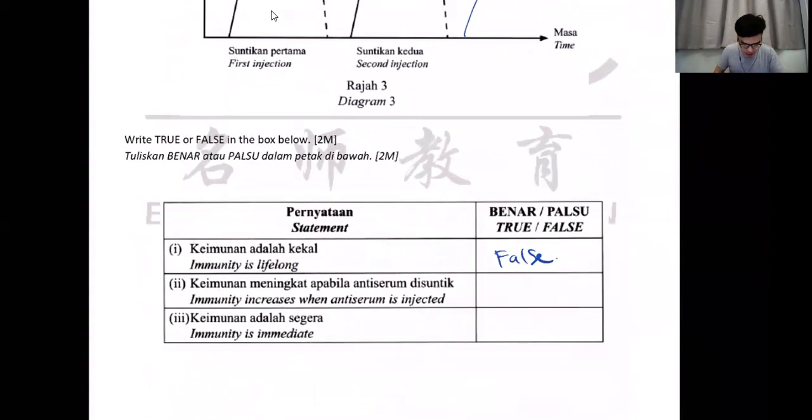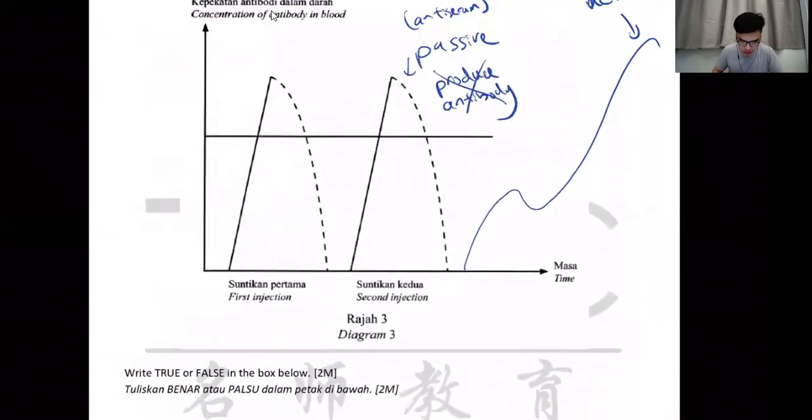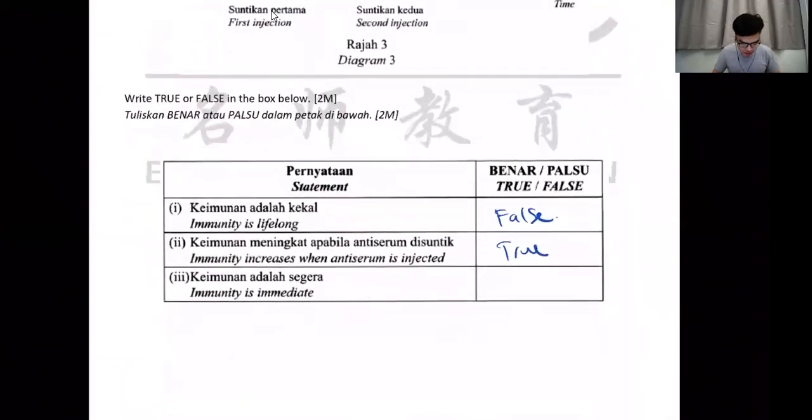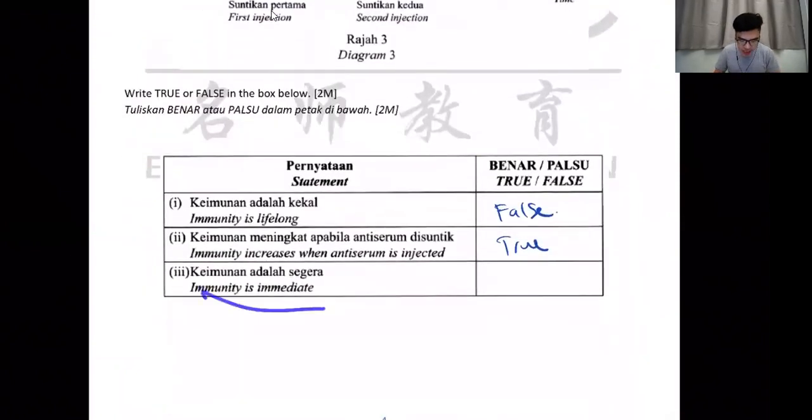Okay, next, immunity increases when anti-serum is injected. So when you inject anti-serum, is this anti-serum? Yes, true. Like I told you, this is an anti-serum. And of course, number 3, immunity is immediate. Yes, as I said, this thing is immediate. If you get snake venom, you just go to any clinic, they'll just give you an injection. This thing will work immediately.